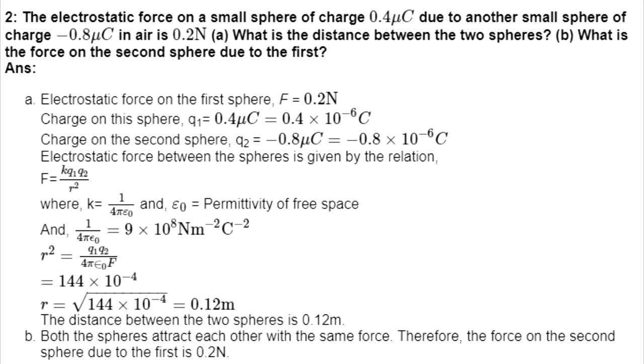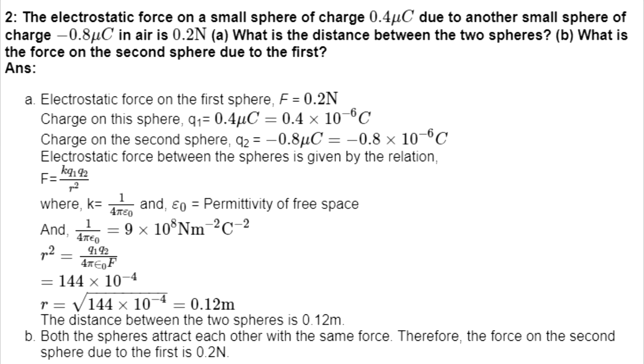Now, another question. The electrostatic force on a small sphere of charge 0.4 microcoulomb due to another small sphere of charge -0.8 microcoulomb in air is 0.2 Newton. What is the distance between the two spheres? What is the force on the second sphere due to the first? So for part A, it is given that the electrostatic force on the first sphere is F equal to 0.2 Newton. Charges on the spheres are Q1 is 0.4 microcoulomb and Q2 is -0.8 microcoulomb.